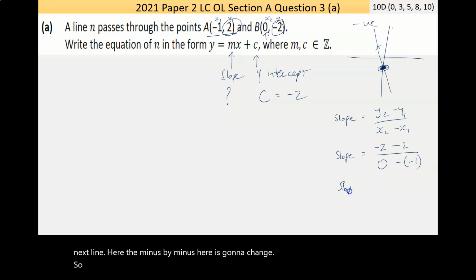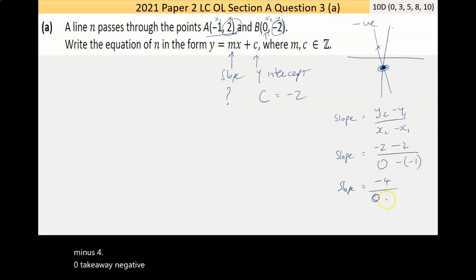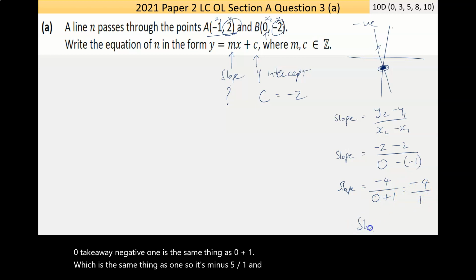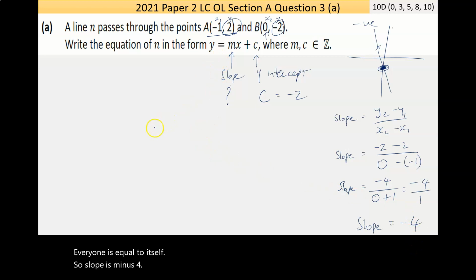So going left to right, okay, slope is equal to, on the top here, -2 minus 2 is the same thing as -4. 0 take away -1 is the same thing as 0 plus 1, which is the same thing as 1. So it's -4 over 1, and anything divided by 1 is equal to itself. Okay, so slope is -4. So in a sense, I'm already done here. I have the slope, so I can fill this in, and I have the y-intercept.